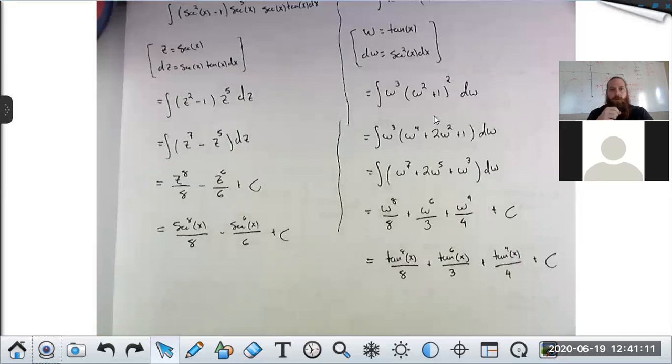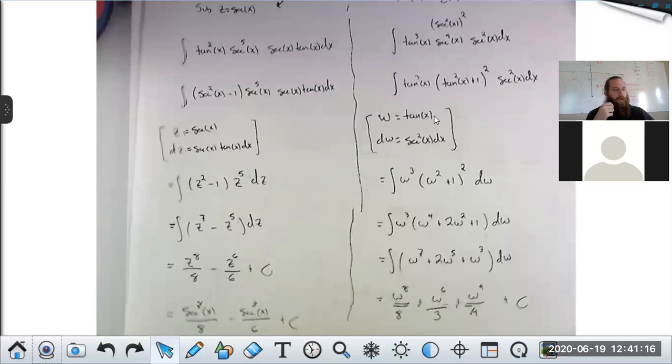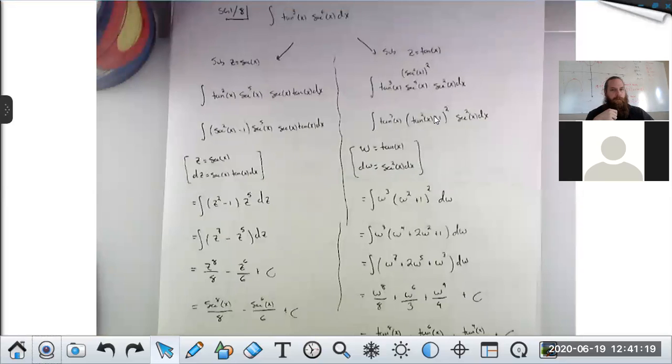All right, any questions on this problem? This is a fun one. I'm glad we came back to trig integral land for a minute. It's good stuff.